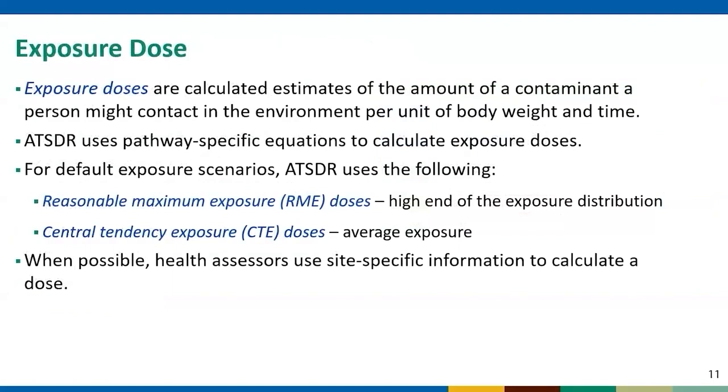So let's start at the beginning of the quantitative health effects evaluation with exposure doses. Exposure doses are calculated estimates of the amount of a contaminant a person might contact in the environment per unit of body weight and time. ATSDR uses pathway-specific equations to calculate doses. For the default scenario, 2 doses are derived. As we just talked about, the RME dose represents the high end of the exposure distribution, and the CTE dose represents an average exposure.